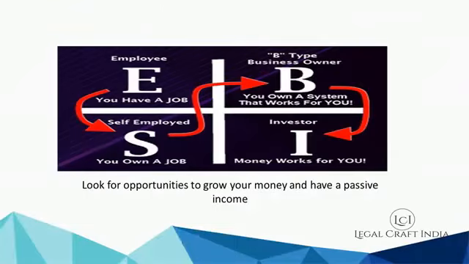The following diagram shows the logical formula of ESBI. Basically, you start from employee and grow till investor. In the first stage, employee is the one who is working in a job, that is having a job and is dependent. Next, employee becomes independent. This is the second stage and you have your own job. Next stage, you become a business owner and you own your own business.